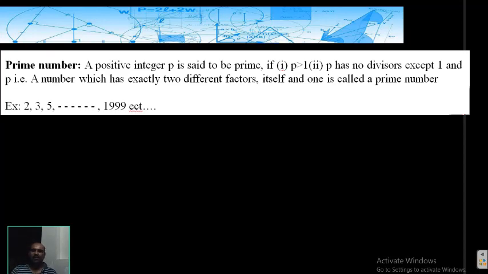Okay, so take the number 8, Nana. So 1 is a factor, 2 is a factor, 4 is a factor, 8 is a factor. So there are several factors. Such a number, meaning a number having more than 2 factors, is called a composite number in the number system. So what I can say, 8 is a composite number.